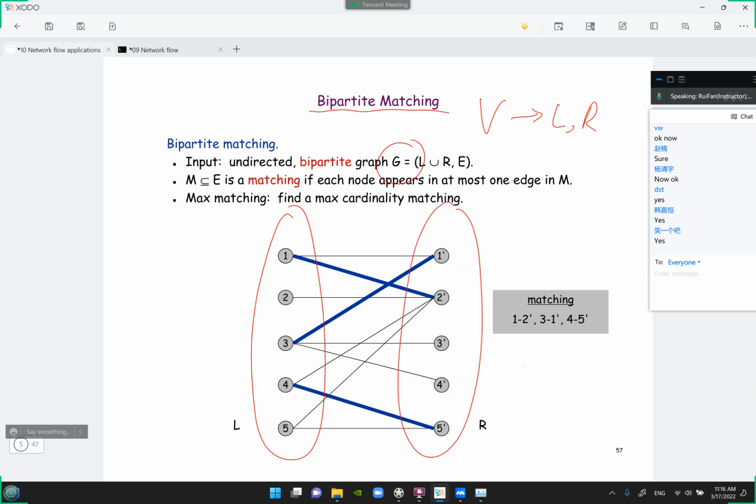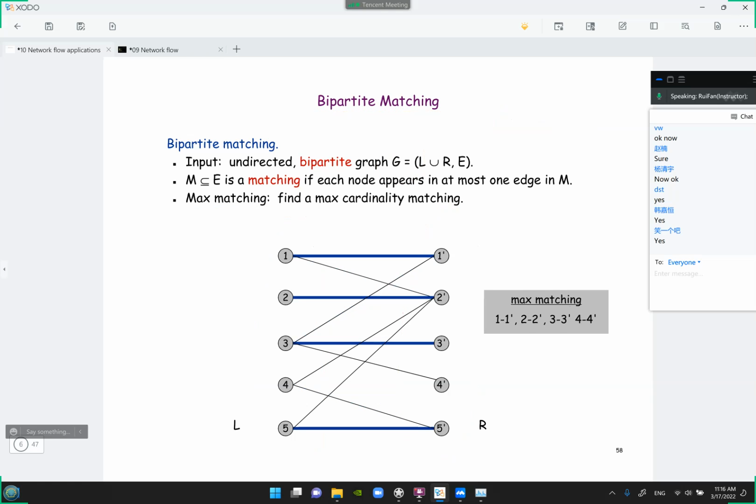Bipartite matching just means that you want to find a matching in this bipartite graph. For example, here you have a matching with 3 edges. For maximum matching, sometimes you want to find as many edges as possible to match. This just means that you want to find as many edges as possible which do not touch each other. In this graph, you can find 4 edges which do not touch each other.